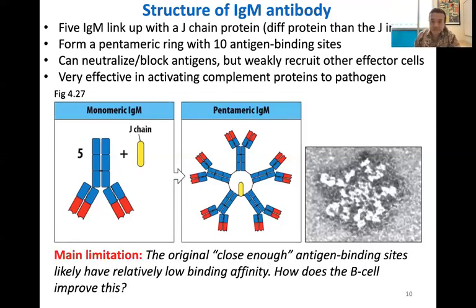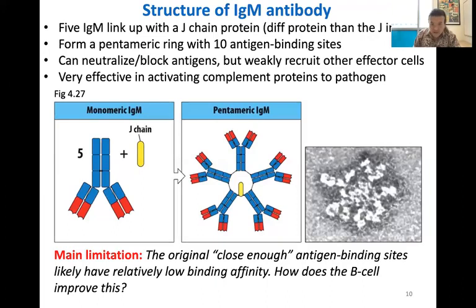Okay. So the main limitation here, though, again, is that you're dealing with the original shape that was come up randomly through VDJ recombination made by this B cell, that you only now realize is valuable because there's a close enough fit between it and a surface feature of the pathogen.